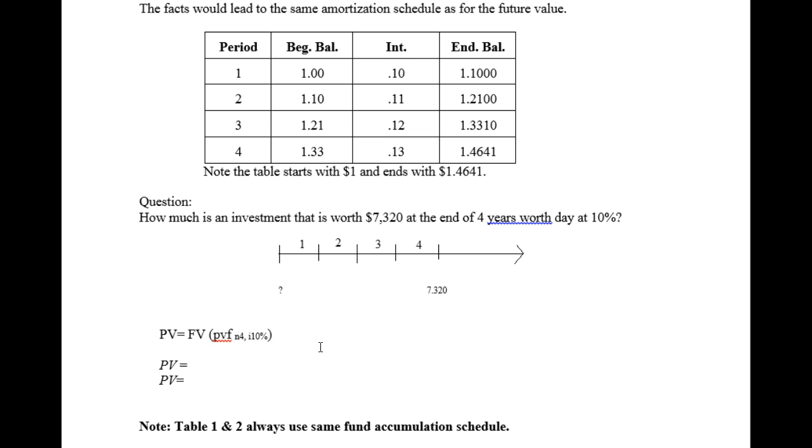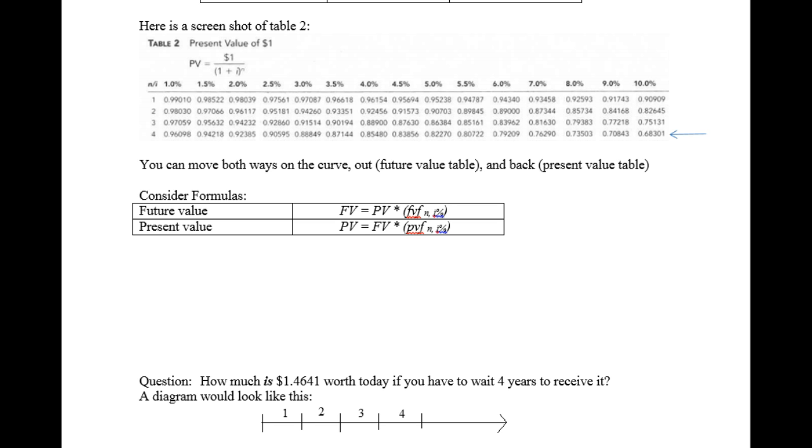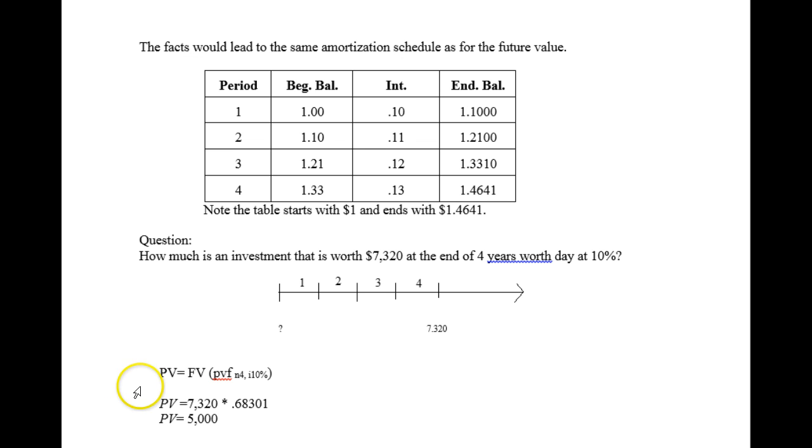I would take my future value of 7,320 and then I would need to multiply that by a present value interest factor from Table 2 at 10%. Backing up a page, you can see the interest factor for 10% in 4 years is 0.68301. Multiply 7,320, the amount we know it will grow to be, by 0.68301, and it will come up to be $5,000.